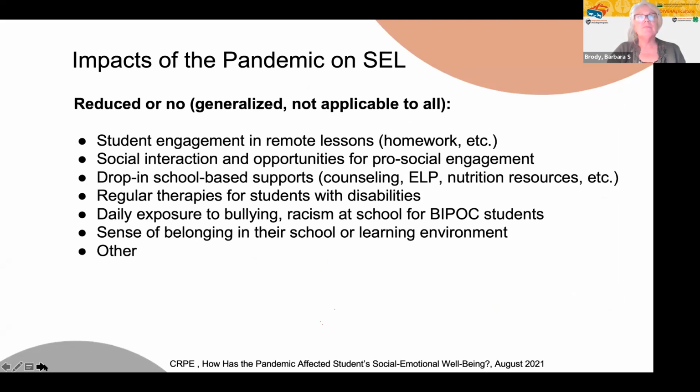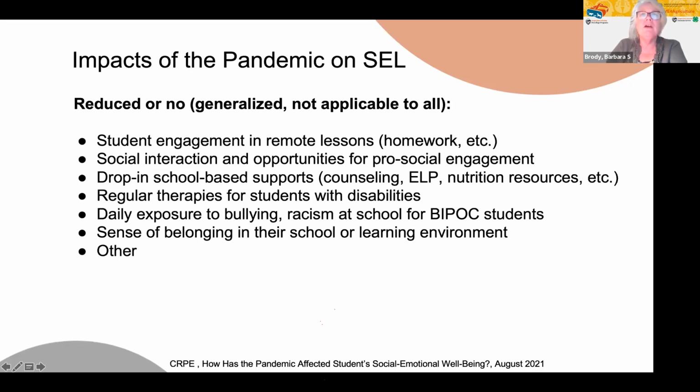Thank you. So impacts, again, we're talking about what was reduced, and Maureen put in the chat the daily exposure to bullying, racism, some of those things. But what was reduced was that student engagement that's so important, and the help afterward with student engagement in community events. The social interaction and opportunities for that pro-social engagement. They're seeing students that have been out of school for 2 years really struggling, not even knowing how to turn in an assignment or that it's important to turn it in on time.